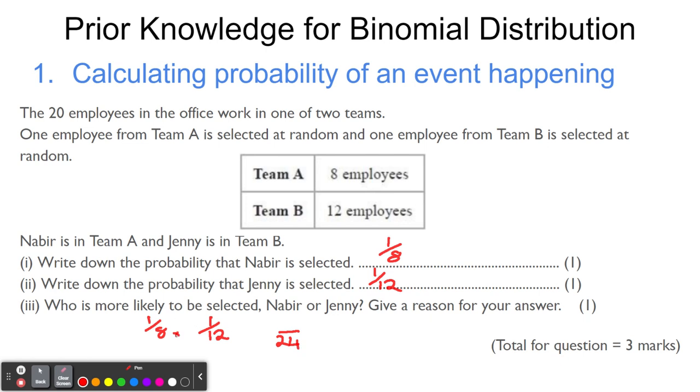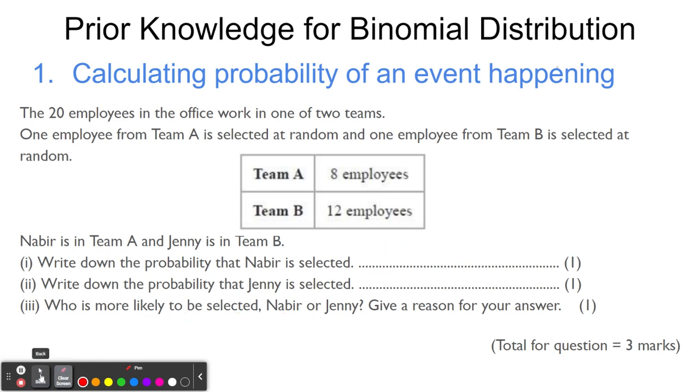So we've had to multiply 8 by 3 to get 24. So we multiply the numerator by 3 as well. So 1 times 3 gives us 3. So Nabir's probability is 3/24. And then to get 12 to 24, we've had to multiply by 2. So we multiply the 1 by 2 as well. And that gives us 2. So Jenny's probability is 2/24. So 3/24 is bigger than 2/24. So Nabir is more likely to be selected.